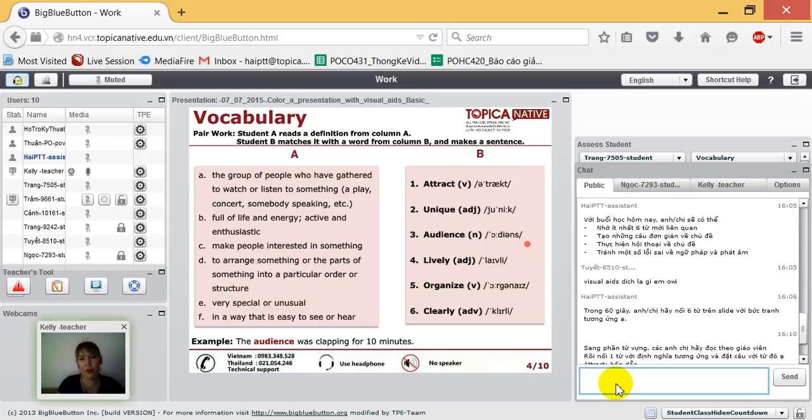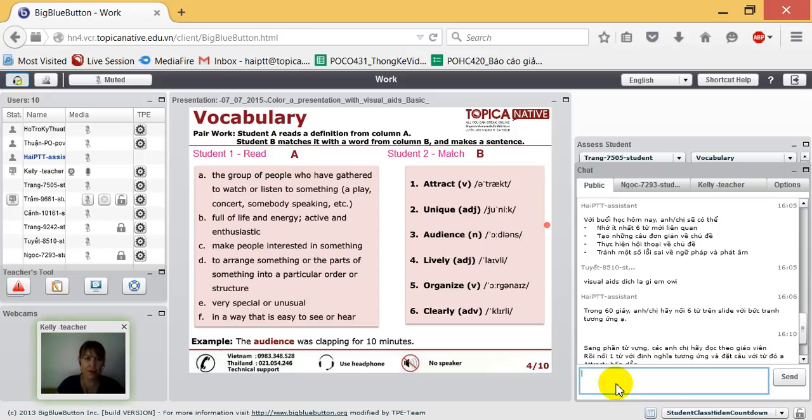All right, so we're going to move on now to the second part of this exercise. And I would like you to please listen to my instructions very carefully. Student 1 is going to read a definition in column A. Student 2 is then going to match the word that best goes with the definition that student 1 has just read.